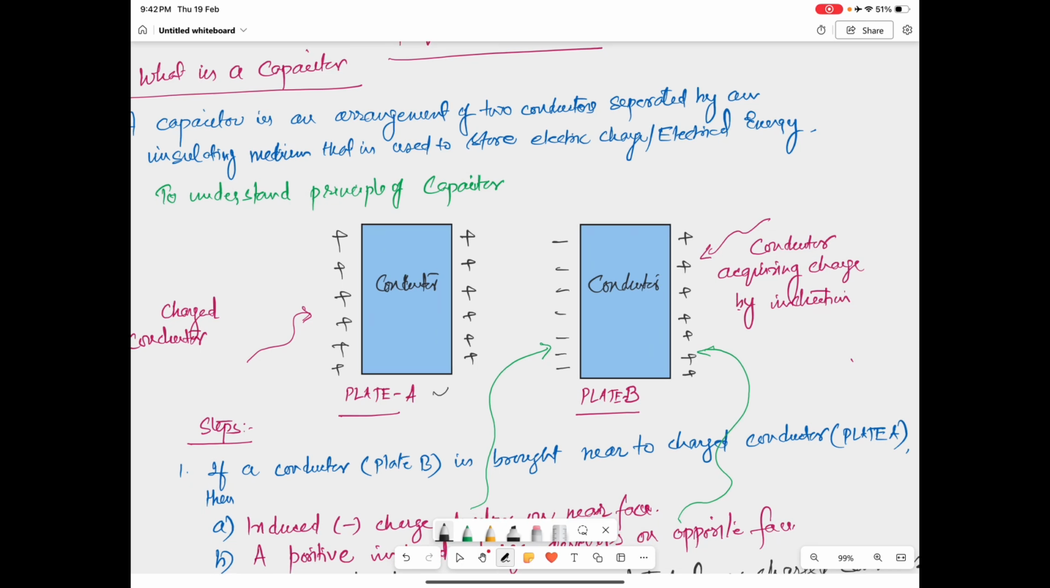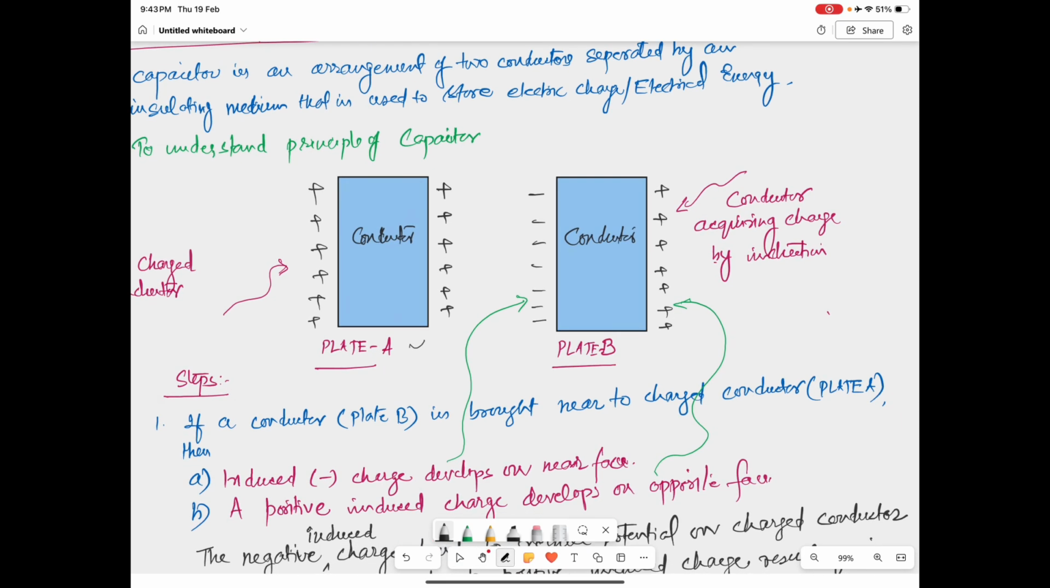Now if I bring a new conductor near to it, what will happen? Because of the positive charge, the surface which is near to it acquires an induced negative charge. And the surface which is away from it, because of the induction of the negative charge, acquires a positive charge, which I have shown here.